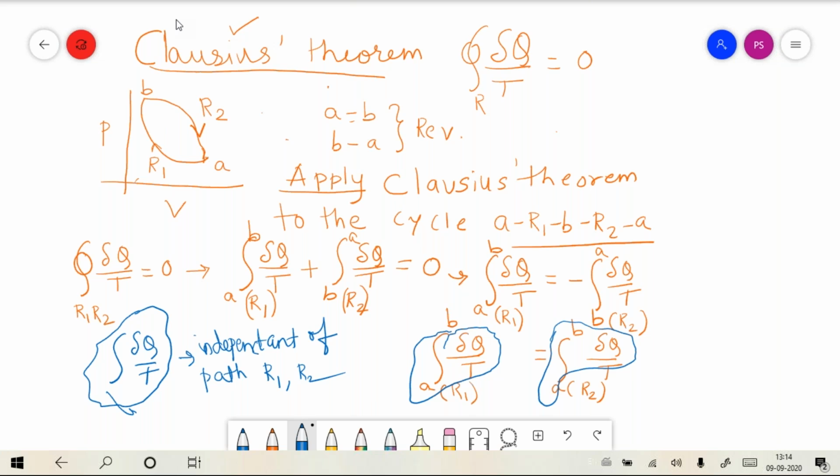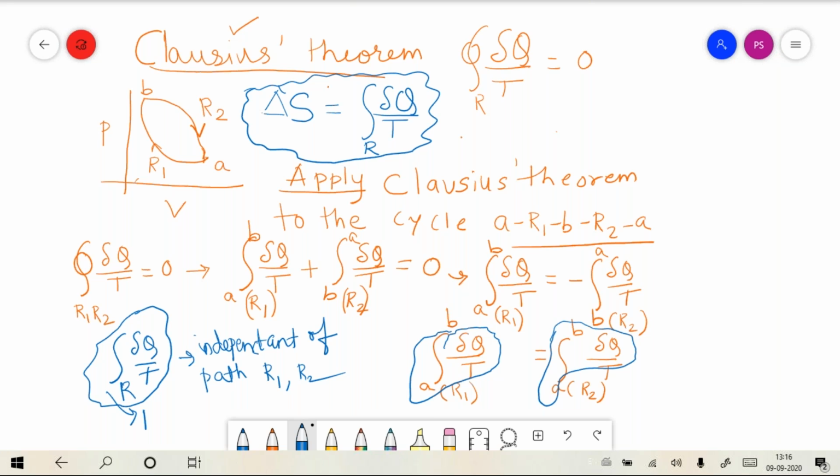Okay, so what we know now is there is some change in property delta S, which is given by the integral of del q by T along a reversible path. So this is the proof that there exists a property called entropy, whose change is given by the integral of del q by T. This integration has to be performed along a reversible path between the initial state and the final state for which we are interested in finding the property change.